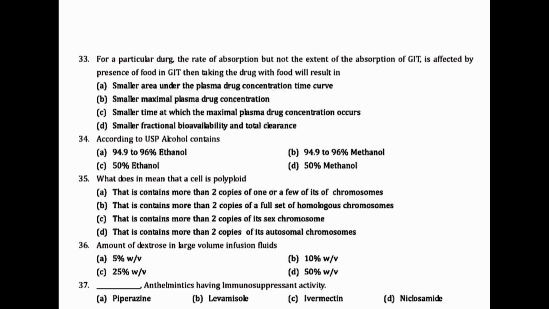Next, question number 37. Dash anthelmintics have immunosuppressant activity. Option A, piperazine. B, levamisole. C, ivermectin. D, niclosamide. What is the correct answer? The correct answer is option B, levamisole. Levamisole has immunomodulatory action, that is, it has immunosuppressant activity. So B is the correct answer.